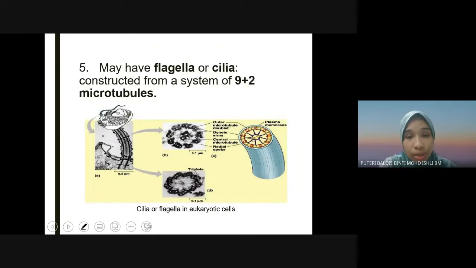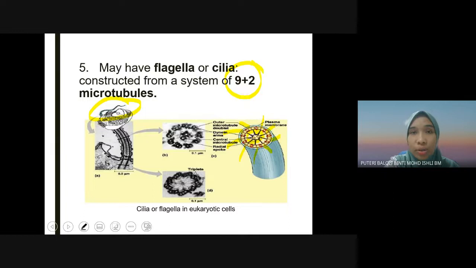It may also have flagella or cilia, constructed from a 9+2 microtubule system. Apa itu 9+2? Kalau awak tengok, dia ada 9 sini: 1, 2, 3, 4, 5, 6, 7, 8, 9, plus 2 tengah-tengah. Okay, 9+2 microtubule. Dia punya arrangement tu lagi kompleks untuk make up the flagella ataupun cilia.